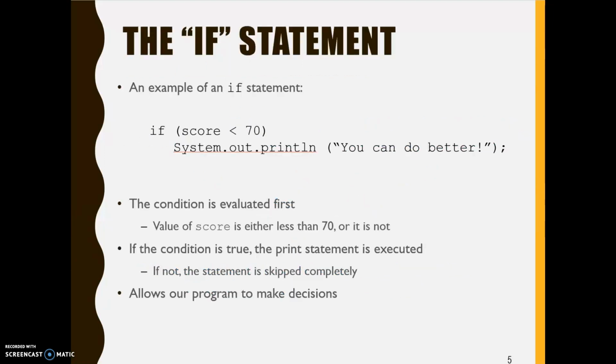So this here is an example of an if statement. If we were to score less than 70%, we would print out a message that you could do better. Essentially, this part would be evaluated first, and if it was true, then this here would get printed out. If it was false, then the statement is skipped completely, and it's as if it never even happened. So those statements that are inside the if statement only get executed if that condition is a true statement.